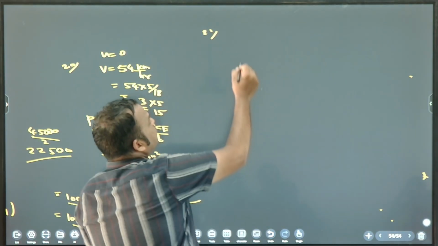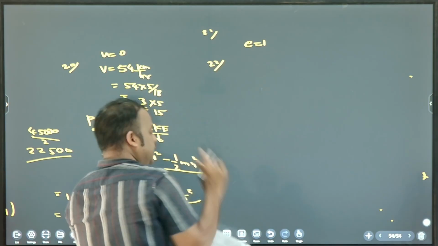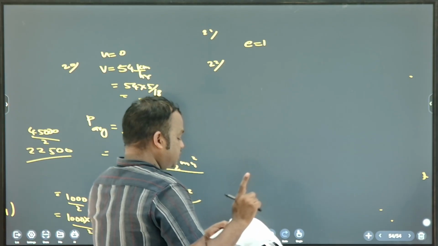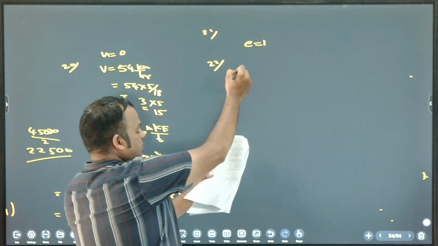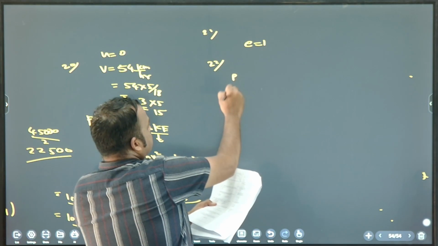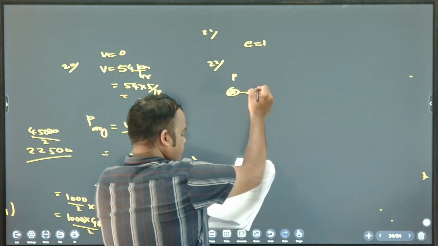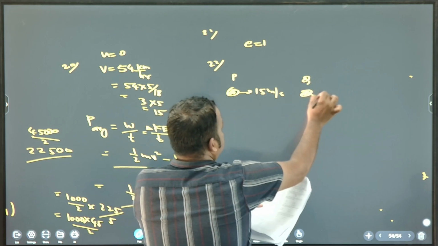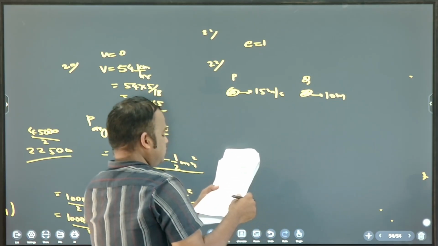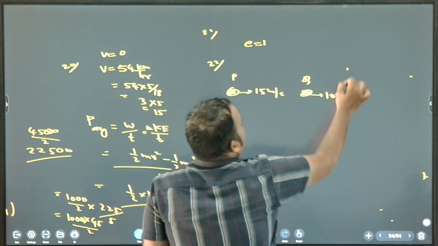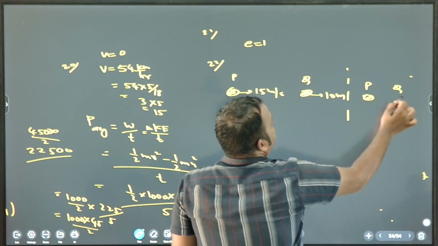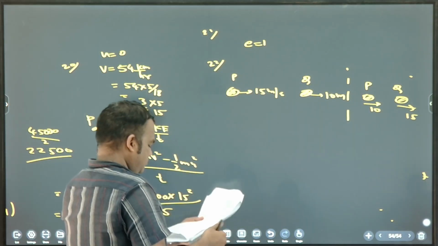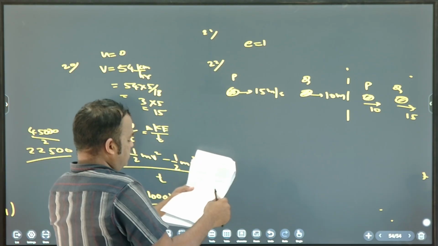Coefficient of restitution, perfectly elastic, e is equal to 1. Perfectly elastic, P and Q have the same mass, traveling along the line joining them. P is going with 15 meter per second and Q is going with 10 meter per second. So they interchange velocities. After collision, P will go right side with 10, Q will go right side with 15. Interchange. 10, 15, third option.